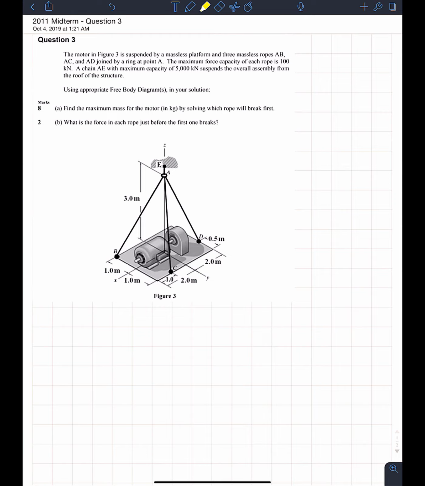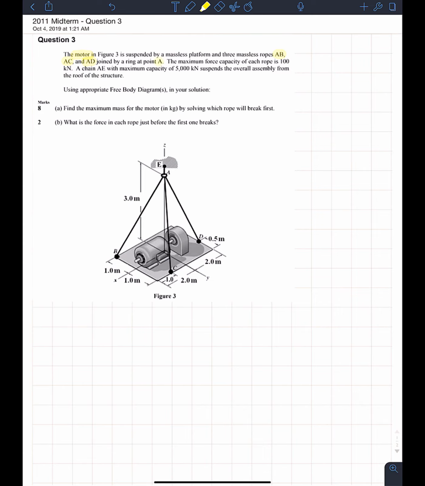In this tutorial, we're going to be covering the 2011 midterm and chapter question 3. In this question, it says that the motor in figure 3 is suspended by a massless platform and 3 massless ropes. So basically, we have 3 ropes, AB, AC, and AD, and that's probably the most important part. And they're all joined at a ring at A.